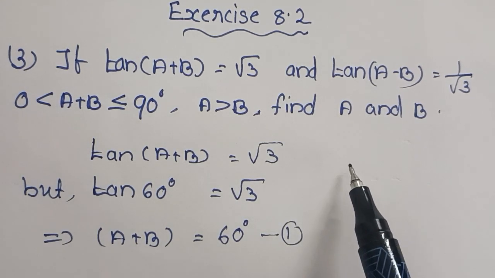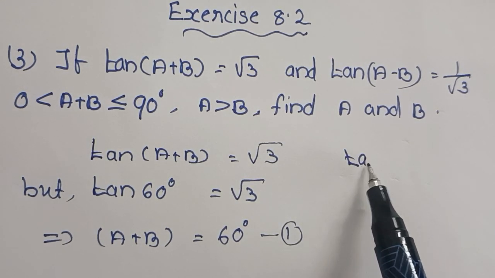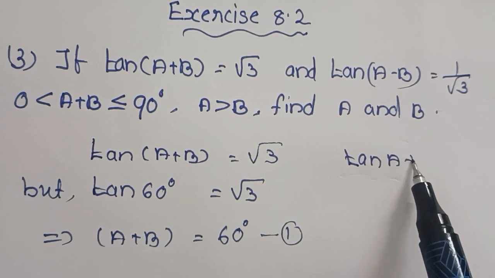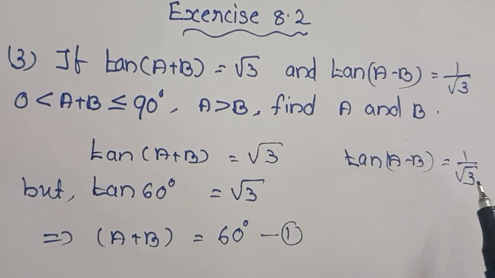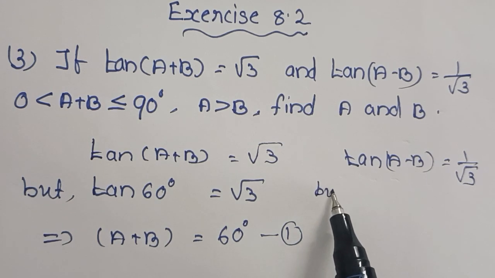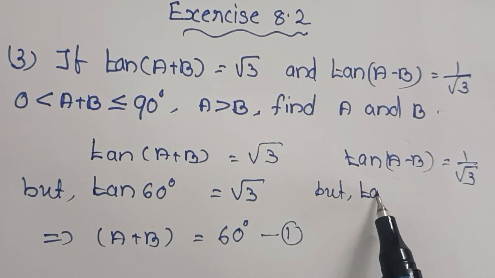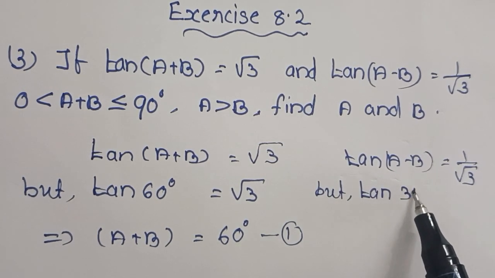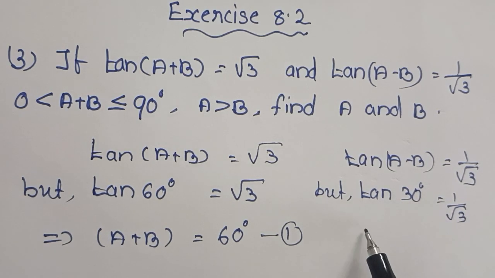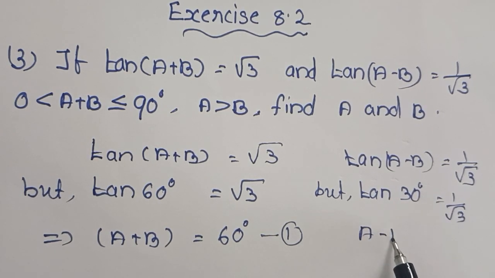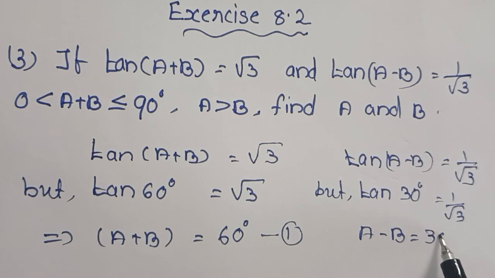Now we have given that tan(a - b) = 1 by root 3. But we know that tan 30 degrees = 1 by root 3. Therefore, from these two we get a - b = 30 degrees. Number this equation as 2.